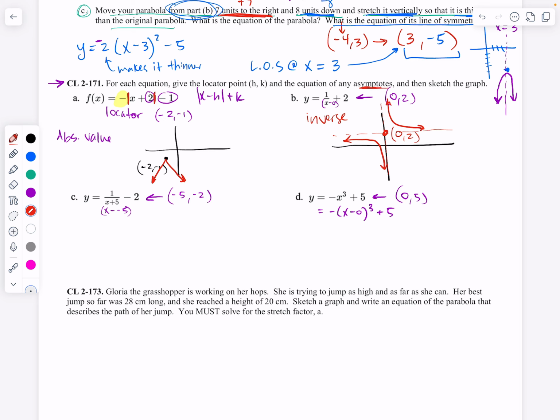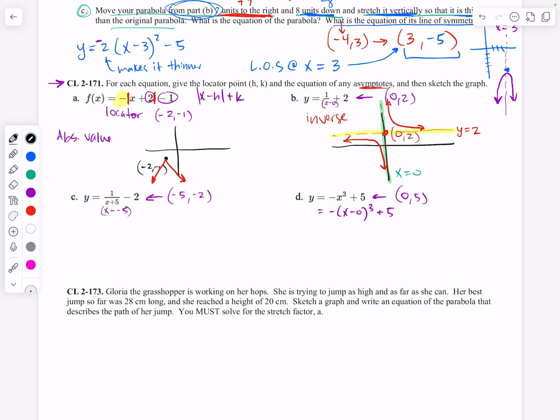This asymptote is going to be at y equals 2. It's the equation for this line here. This is the y equals 2 line. And then there's this other line here where the other asymptote is, and that line is going to be the x equals 0 line. All right, let's go to part C.